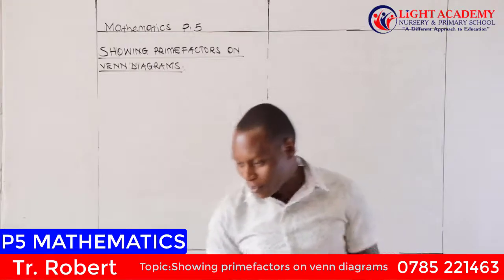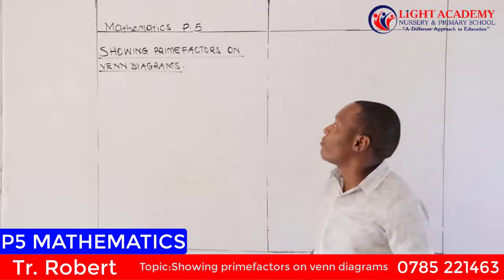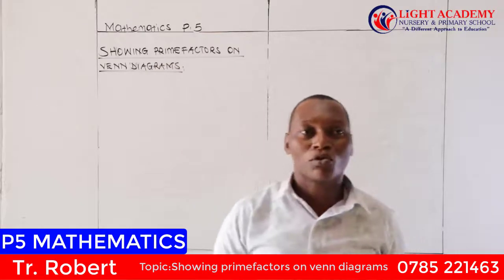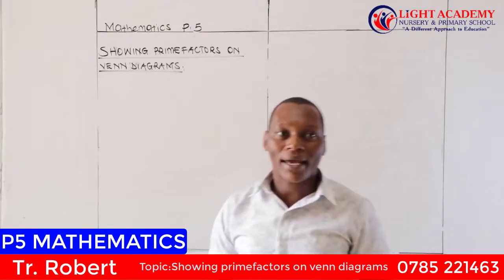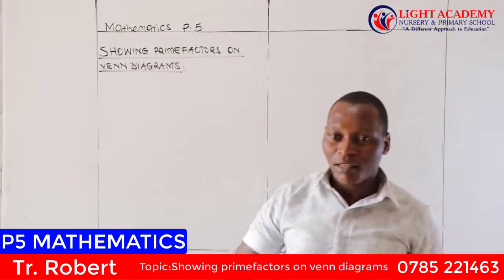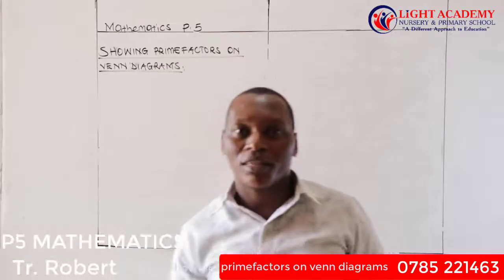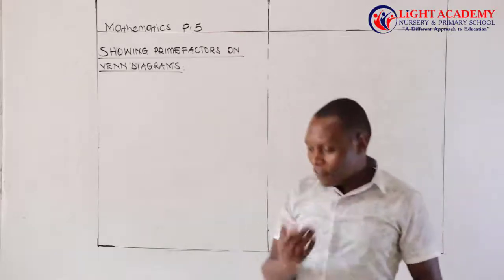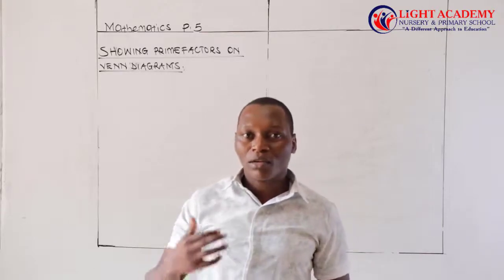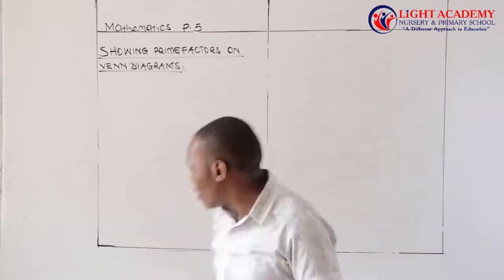This is Robert once again with a lesson in Primary 5 about showing the prime factors on a Venn diagram. I remember in the last session I talked about what we are calling prime factorization, and I said in simple terms that prime factorization just means dividing a certain given number completely using the possible prime numbers, okay? So referring to that, we're just going to use the same method, but of course in this session, we're going to prime factorize numbers, then we show the prime factors on the Venn diagram.